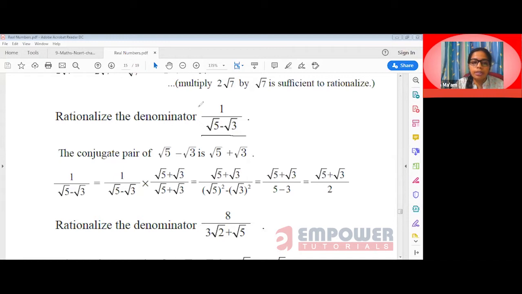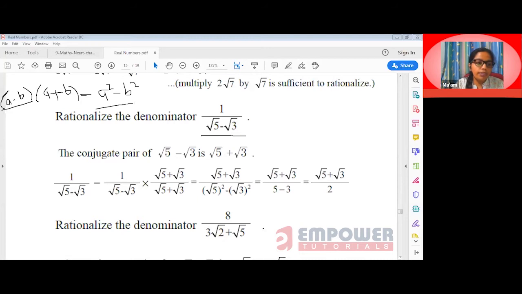So the conjugate pair must be something like this. If you have a minus b, the conjugate pair of this will be a plus b. If I multiply these brackets, I will get a square minus b square. So what you have to do is convert this form to this form. Then and only then will you be able to rationalize your denominator.